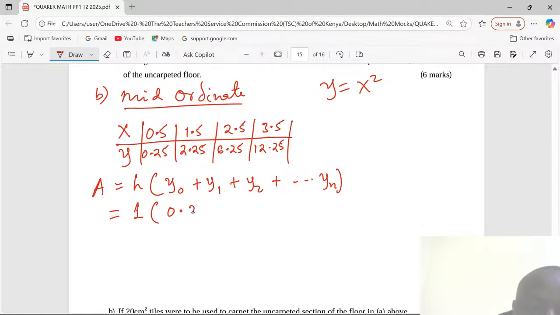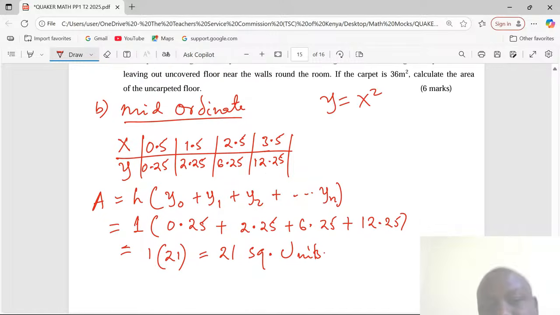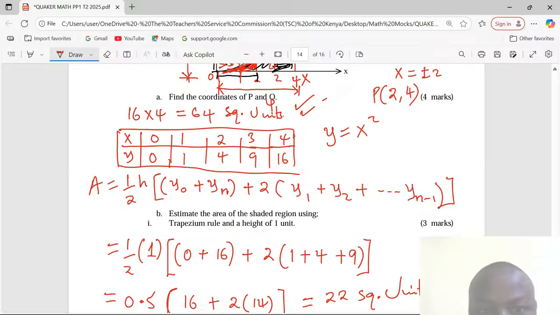The first mid-ordinate, the second mid-ordinate, the third mid-ordinate, and the last mid-ordinate. That way. So this is 0.25 plus 2.25 plus 6.25 plus 12.25. This is exactly 21. So I'm getting 21 square units. With 21 square units, I want you to know this.